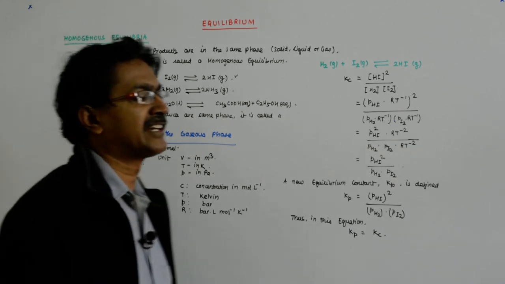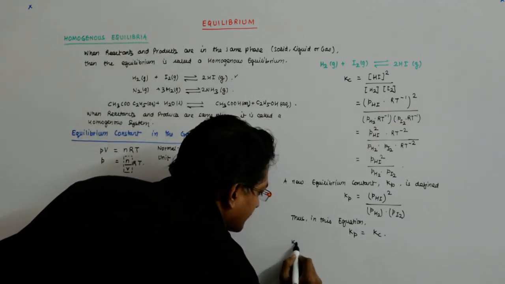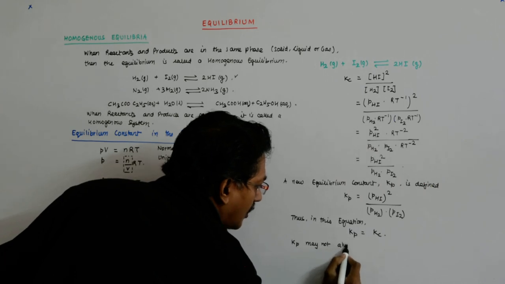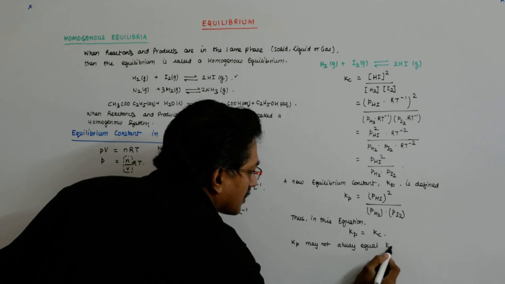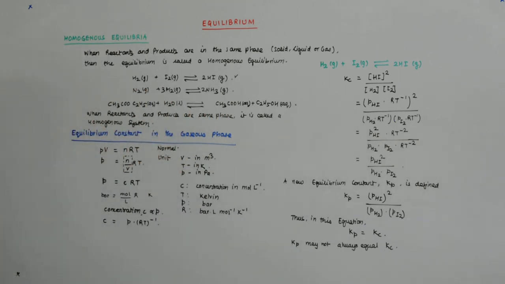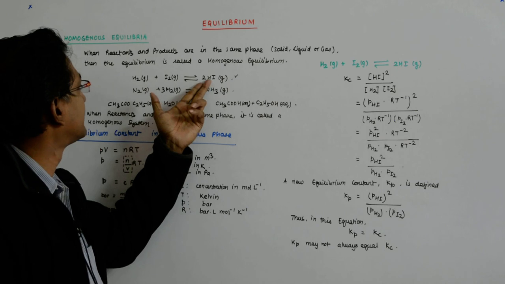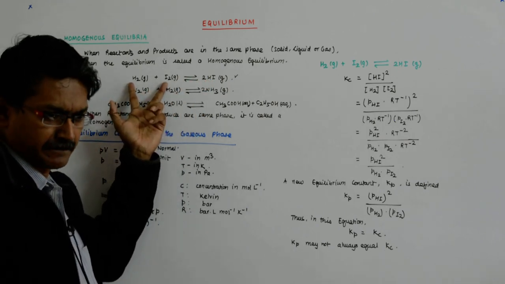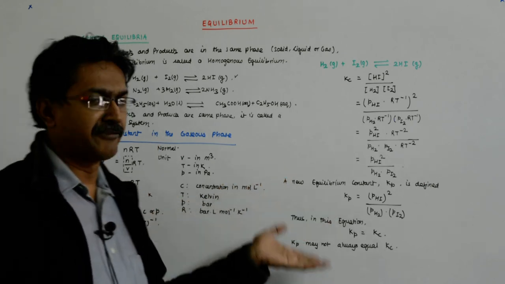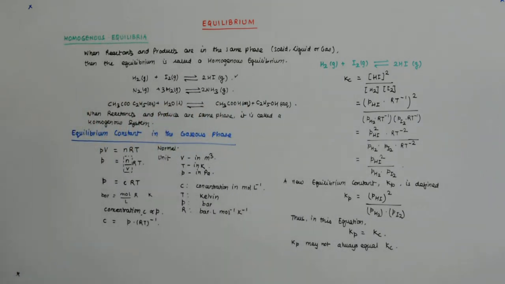This may not always be true. Kp may not always equal Kc. Somehow in this reaction it has so happened, because if you look at the stoichiometric constants, the sums on both sides are the same. They are the same. If it was different, they'll differ by a factor of RT to the power something. That we'll soon see in the next reaction.